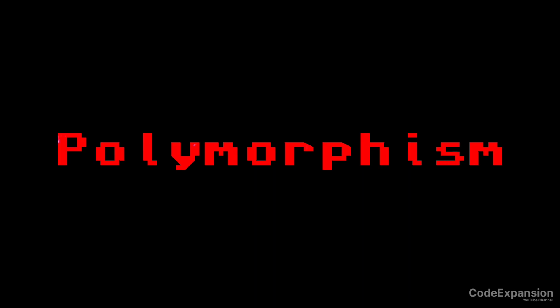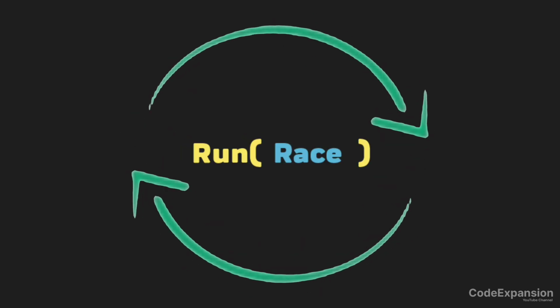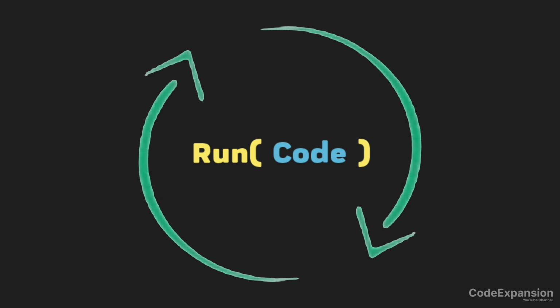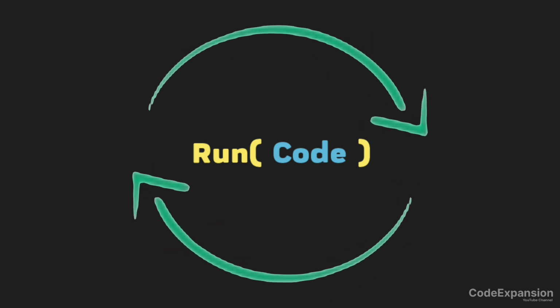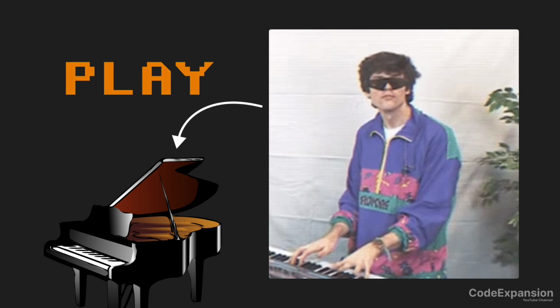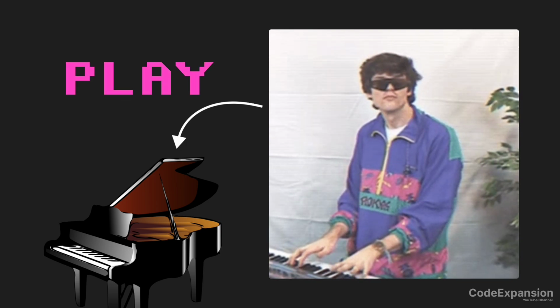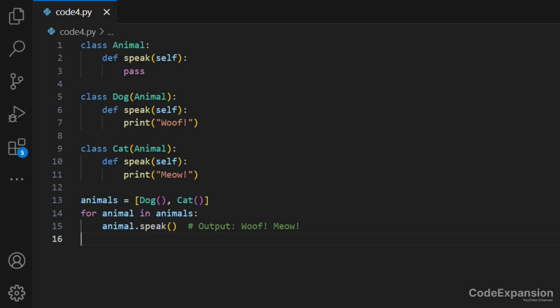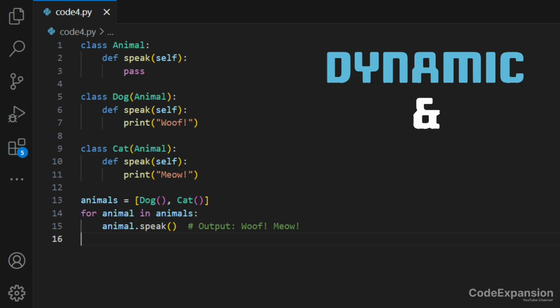Third is polymorphism. Polymorphism allows us to call the same method. It allows the same action to behave differently depending on the object. To understand polymorphism, imagine you say play to a musician and a soccer player. The musician will play a musical instrument while the soccer player will play a match. As you can see in the example, both cat and dog respond to the speak command differently. Polymorphism makes your code dynamic and adaptable.